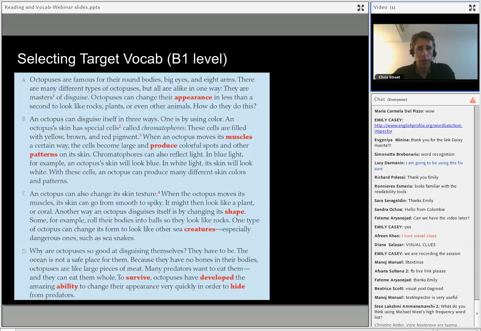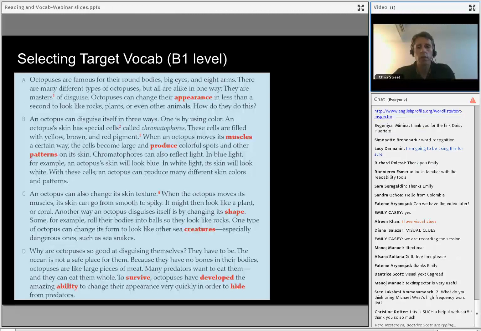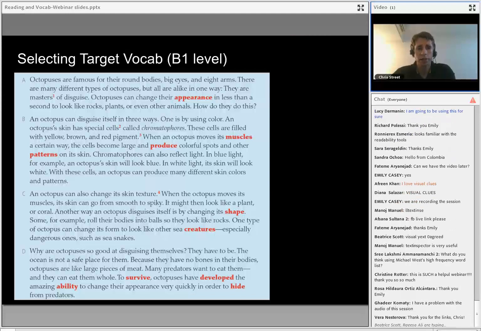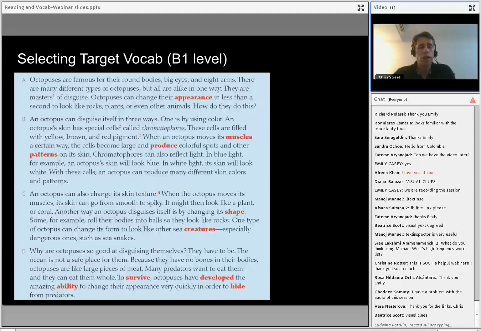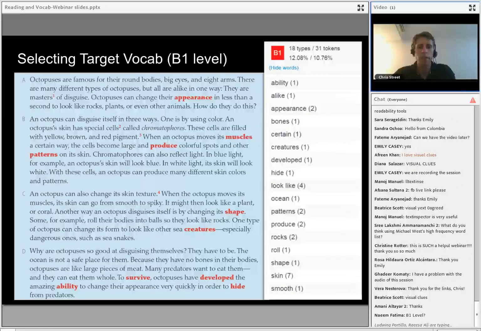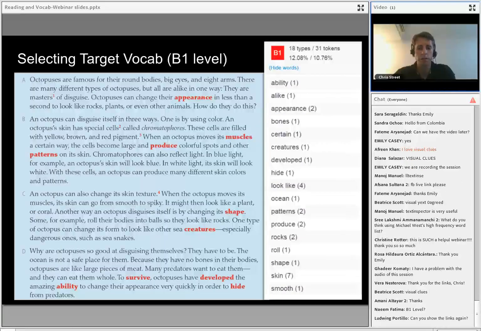This is that octopus passage again. The target vocabulary is highlighted in red, and these are the words that we're expecting students to remember. These are the words that we're going to have them practice, and these are the words that are going to be on their final test at the end of the term. And almost all of the target words in this reading passage are B1 level words, which is just right for students at this level. It's just above their average CEFR level.